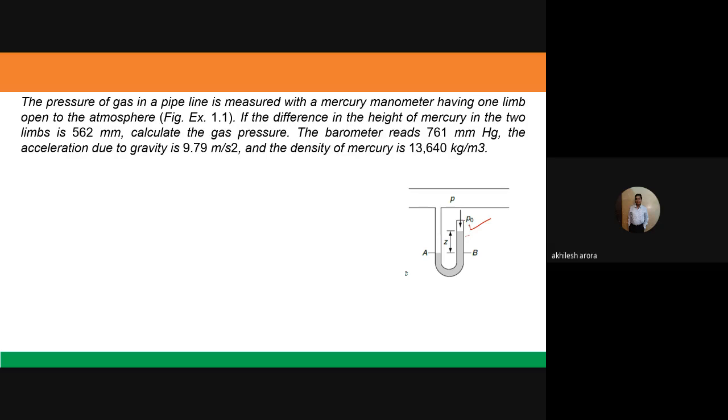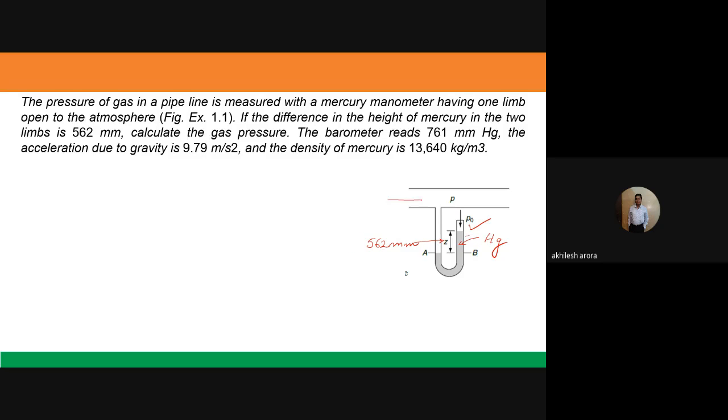If the difference in height of the mercury in the two limbs is 562 millimeter, so basically the fluid which is inside this manometer is mercury, Hg. Hg stands for mercury. So this value of Z, which you can see, this is the difference in the level of mercury. This is equal to 562 millimeter. Calculate the gas pressure.